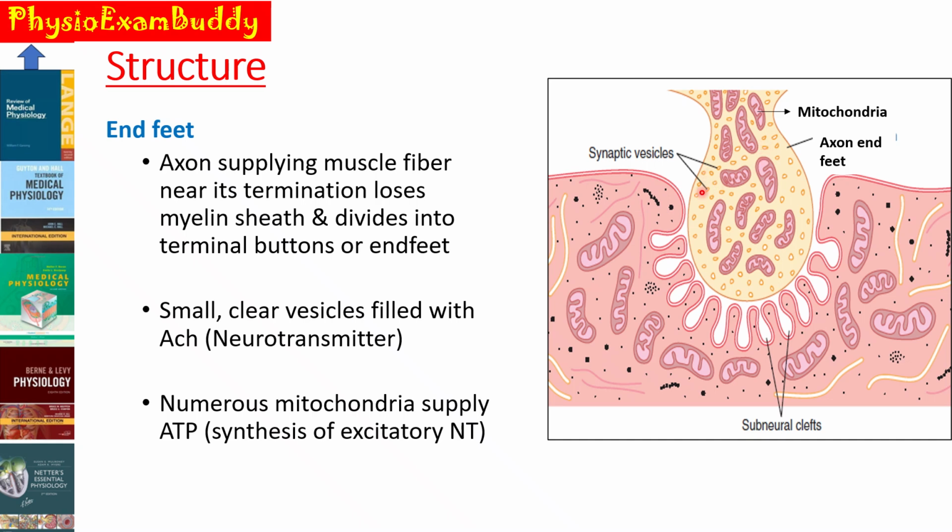You can see here small, numerous clear vesicles filled with the neurotransmitter, which is acetylcholine in the case of the neuromuscular junction. There are also numerous mitochondria, which supply the ATP necessary for the synthesis of this excitatory neurotransmitter, acetylcholine. Please keep in mind that at the neuromuscular junction the neurotransmitter is acetylcholine, an example of an excitatory neurotransmitter.